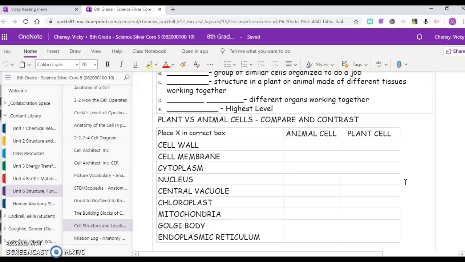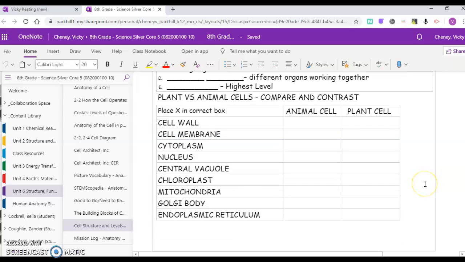Down here it says plant versus animal cells, compare and contrast. This is important. You need to just place an X in the correct box, whether it belongs to an animal cell or a plant cell or possibly both cells that you have.